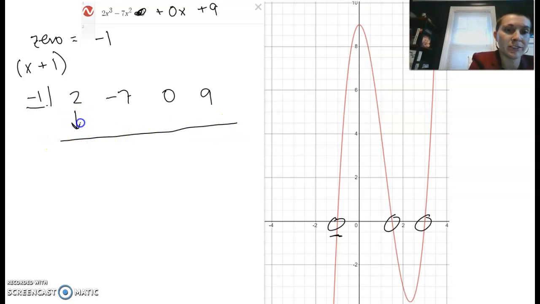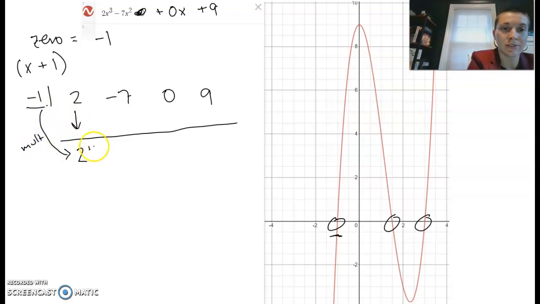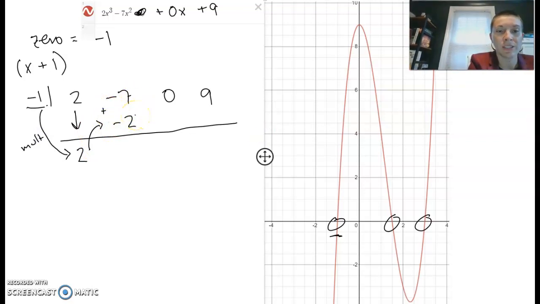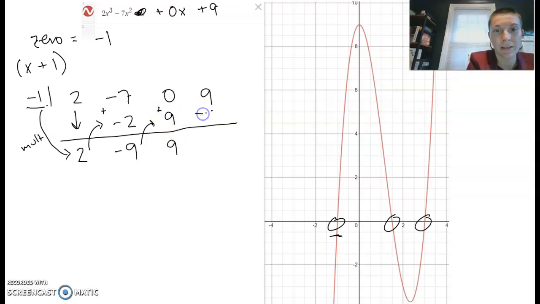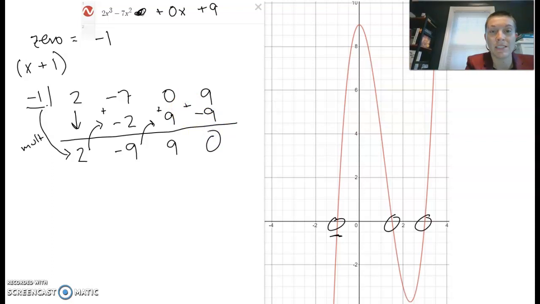So we bring down this first one. We have a 2. We multiply -1 times 2. We should get -2. That goes here. And then we add these two terms together. So we have -7 plus -2 equals -9. Do it again. -1 times -9 is +9. 0 plus 9 is 9. -1 times 9 is -9. 9 plus -9 is 0.